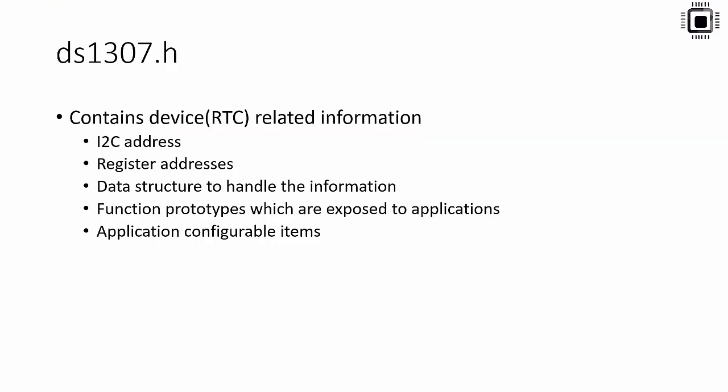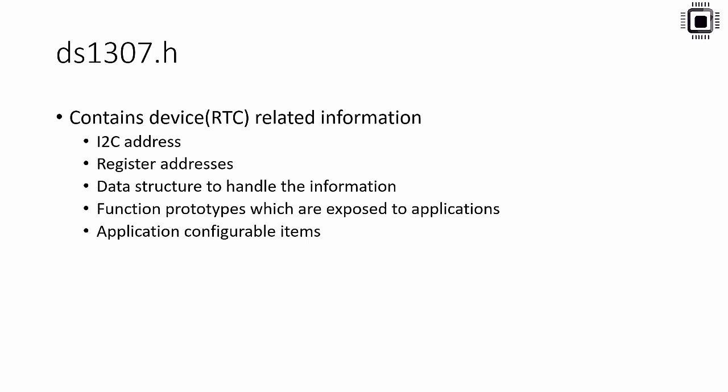Alright. So now let's first implement the header file for the DS1307 RTC chip. This header file basically contains device related information such as the I2C slave address, the register addresses from which the date and time information can be extracted, the data structure to handle the information, some function prototypes which are exposed to applications. These functions can be used by the user level application to use the device. And also some application configurable items such as I2C peripheral number, pin numbers, etc.